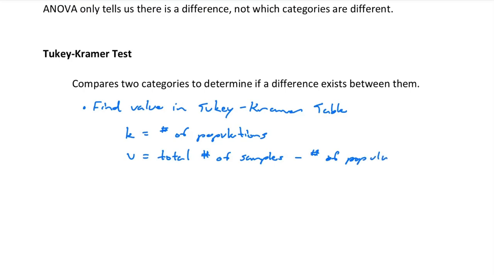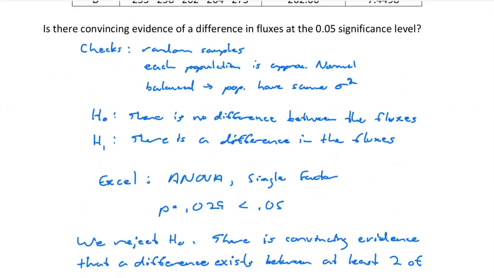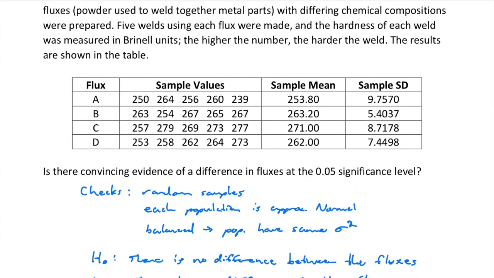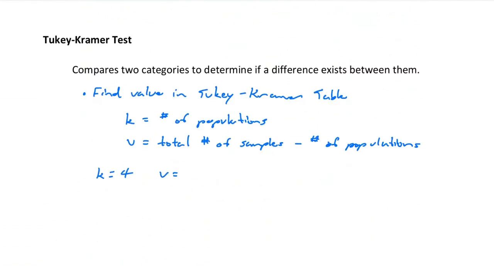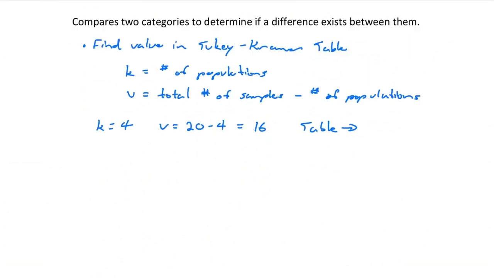So for our case, K is just simply going to be 4 because we have 4 populations. And V, each of those populations had 5 samples. So we have a total of 20 samples in this problem minus the 4 populations. So V is 20 minus 4 or 16. All right. So we're going to go to the table now and I'll show you what that looks like.